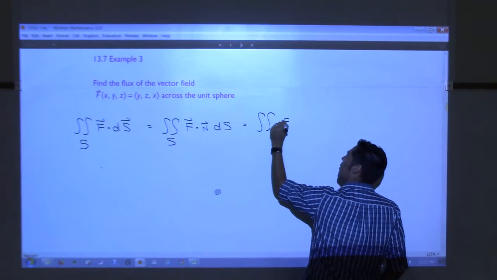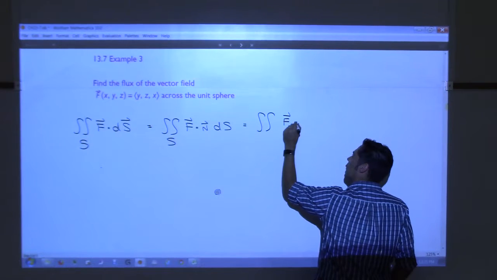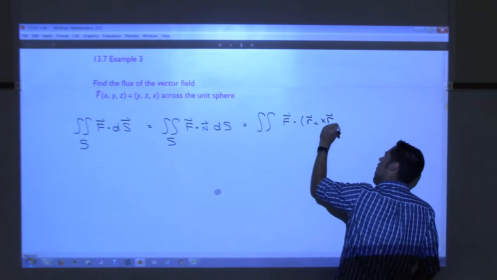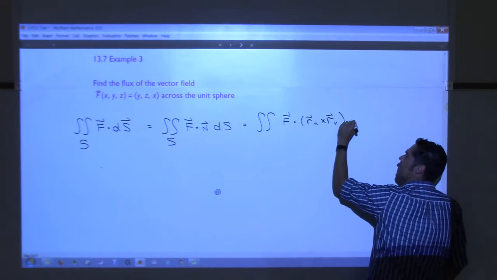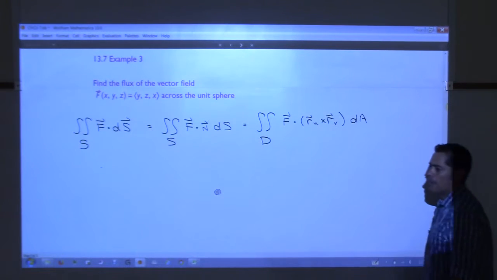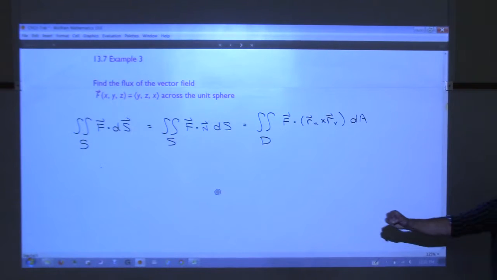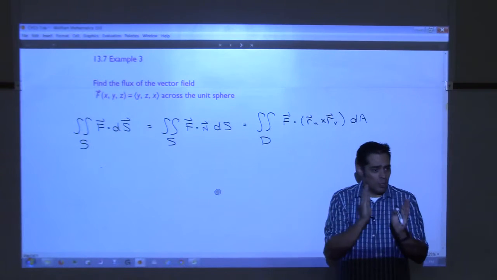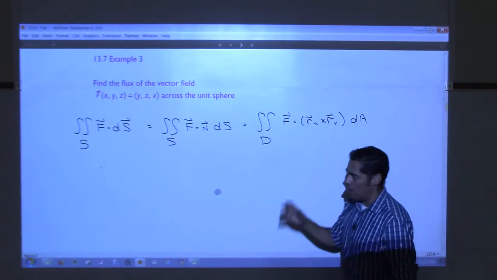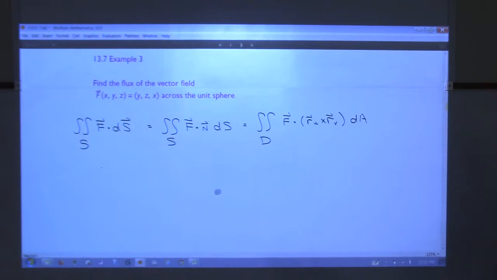F dot r_u cross r_v, but what? dA, and D over here is D. Remember, D are the restrictions on u and v. S is your surface that is drawn by r of u, v. So let's see, which one do we want to use here? Can we do the last one?